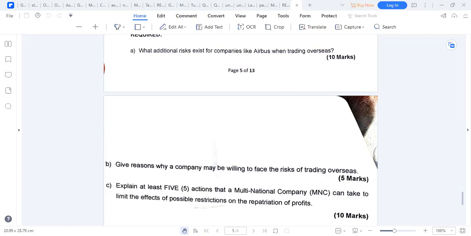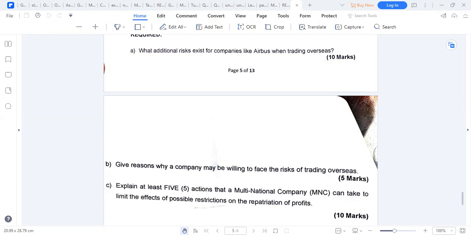The other way in which we can limit possible fluctuations will be local investment. When we're talking about local investment, we're basically looking at investing in local infrastructure such as research, development, and production facilities. These will reduce the regulatory barriers that may come in from different countries.